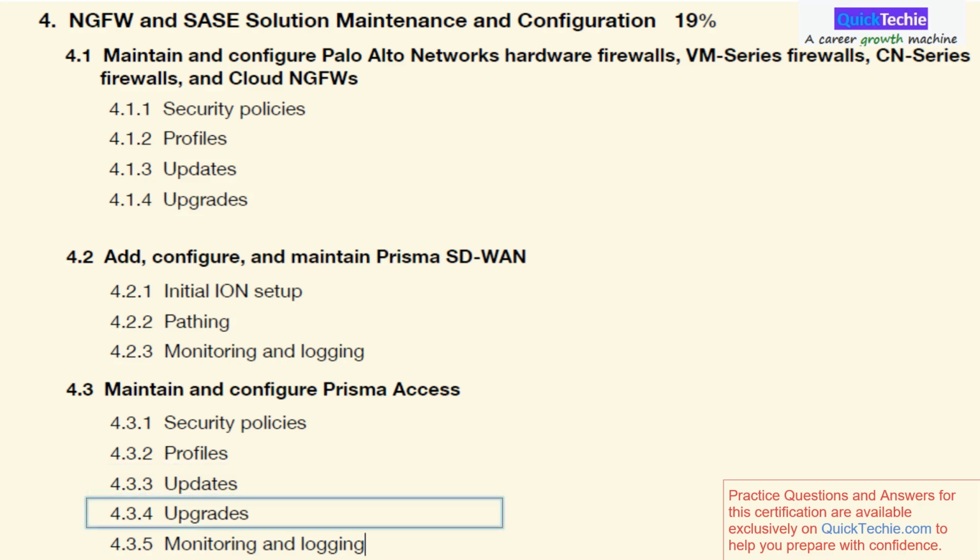4.3.4 Upgrades. Upgrades in Prisma Access are cloud managed. Palo Alto handles most infrastructure upgrades, but you must review release notes, test critical app flows post-upgrade, and monitor logs for errors. Scenario. After a scheduled upgrade, GlobalProtect users report no issues. You confirm from logs that the service was uninterrupted.